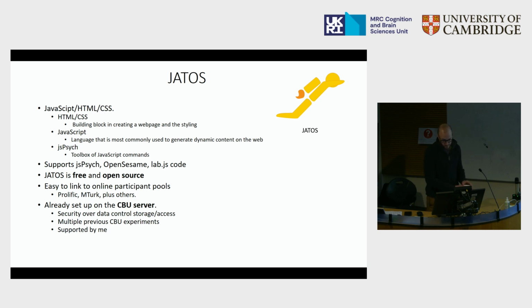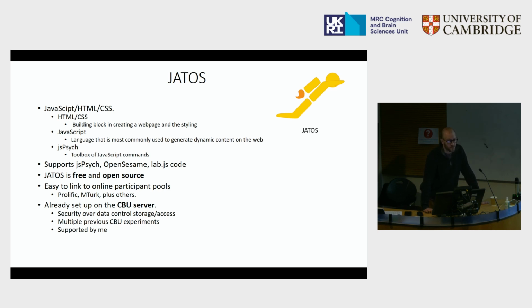So a brief rundown of what JTOS is. Essentially, it's just an online platform where you can put your cognitive or behavioral experiments. It's made up of JavaScript, HTML, and CSS code that's packaged into this JTOS code, which is a relatively simple bit that you put at the start and the end, but the main body of it is the HTML, which is the building blocks of the web page, and the CSS, which is the styling.